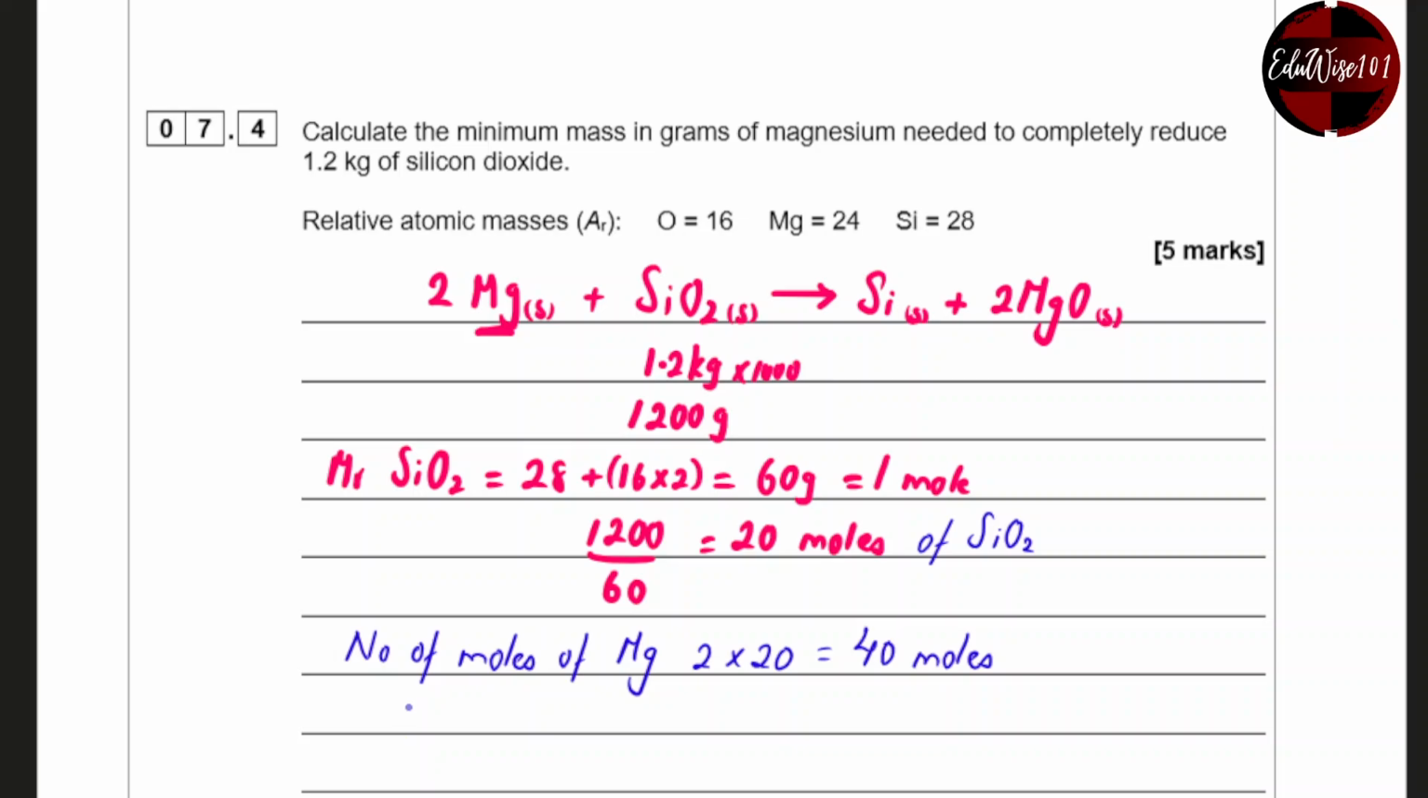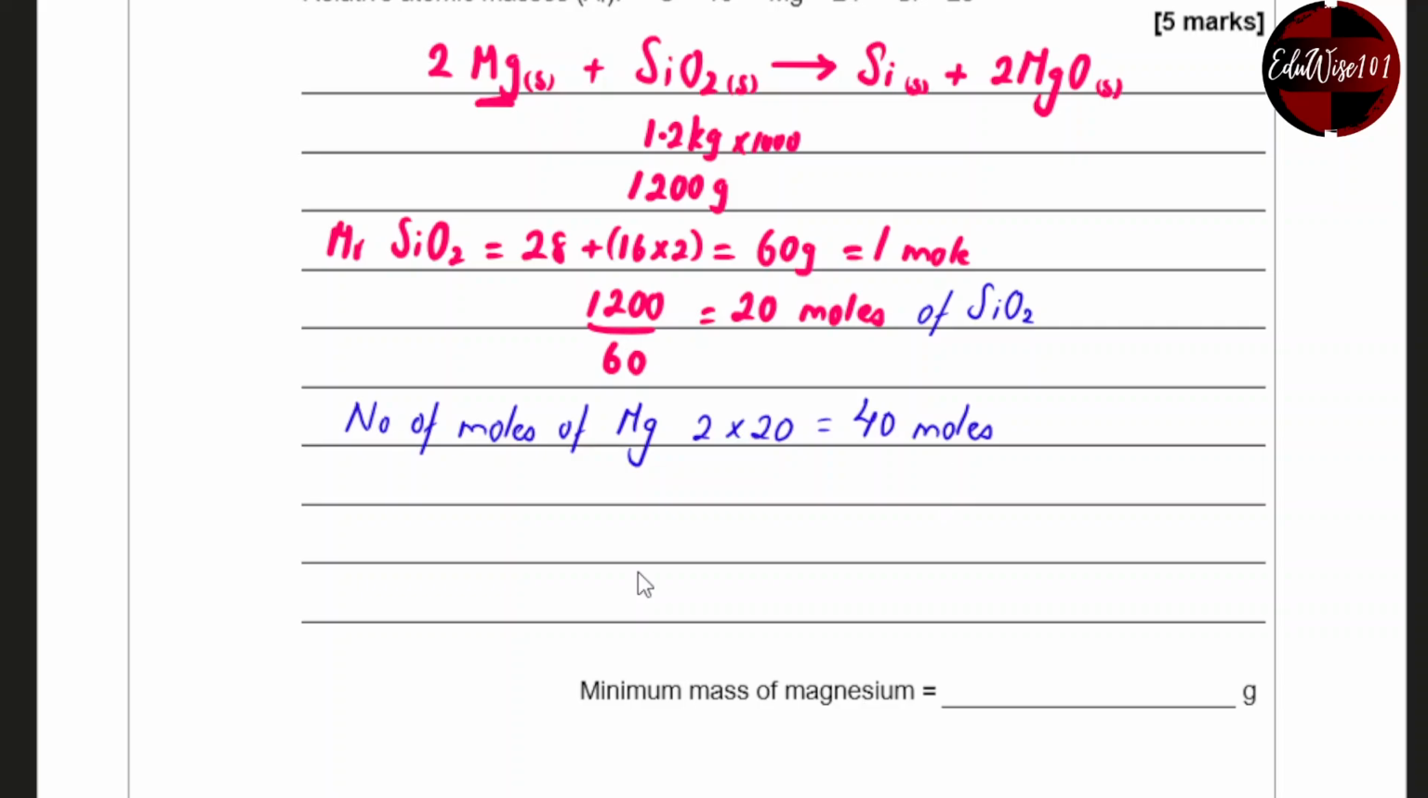Now the molar mass of magnesium is 24. So 1 mole of magnesium is 24 grams. So 40 moles is going to be 24 times 40, that's 960 grams. 960 is your answer.